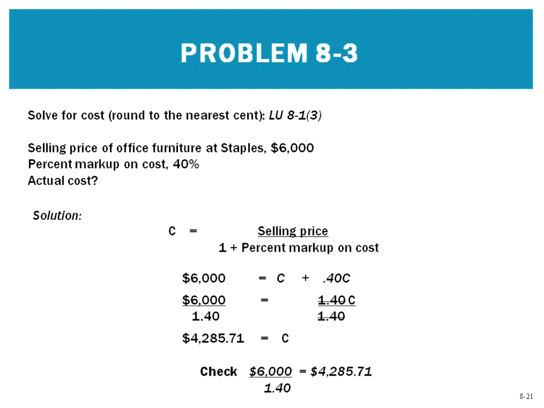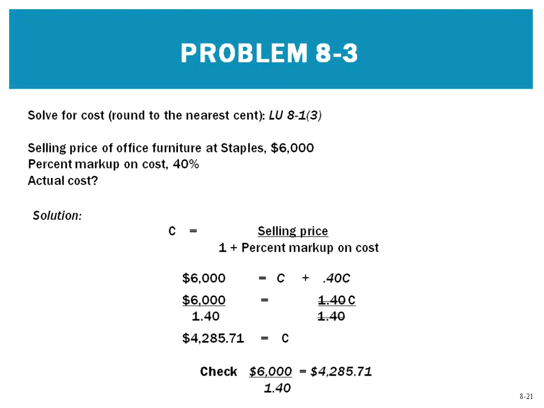Here's another way of doing it. Okay, we have C plus 0.4 of C, right? Anytime we have just a letter, we have to put a 1 in front of it, okay? So we put the 1 and we say plus, remember, your percent markup based on cost, so it's 0.4 times C, so we say 0.4C. And so 1C plus 0.4C is 1.4C. So 6,000 is equal to 1.4C.